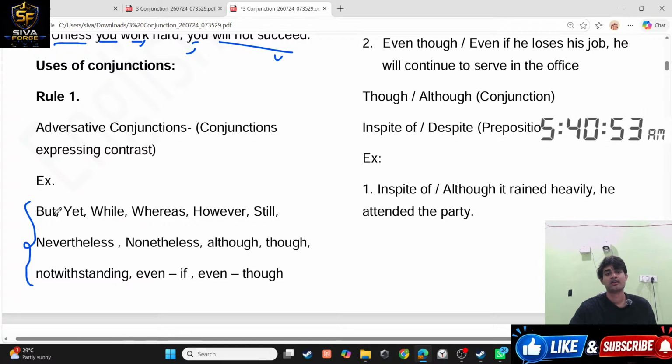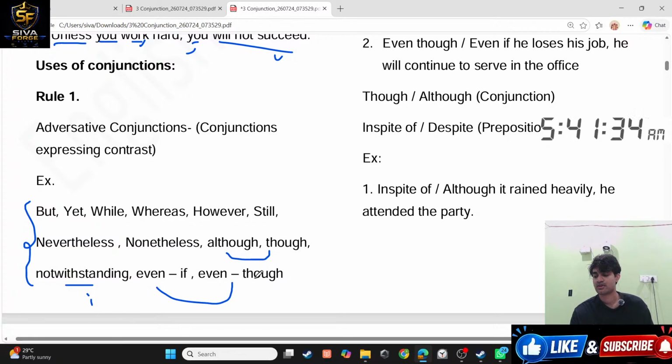But, at, while, whereas, however, still, nevertheless, nonetheless, notwithstanding. Notwithstanding is also known as in spite of and despite. Then though, although, even if, even though. How many are done? Total 1 2 3 4 5 6 7 8 9 10 11 12 13. There are 13, some in pairs.